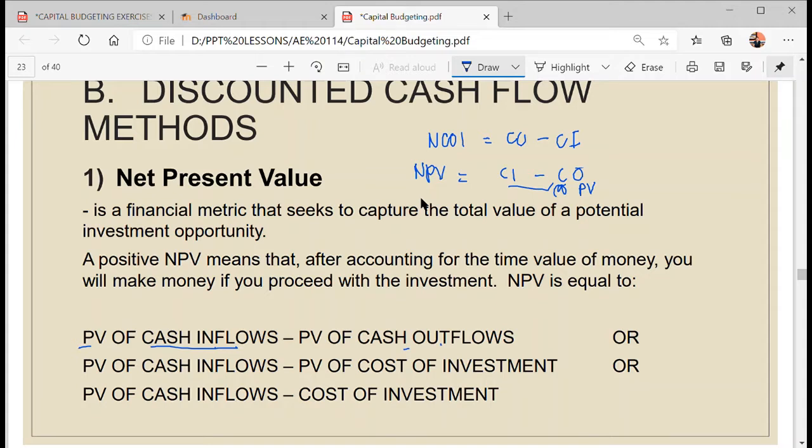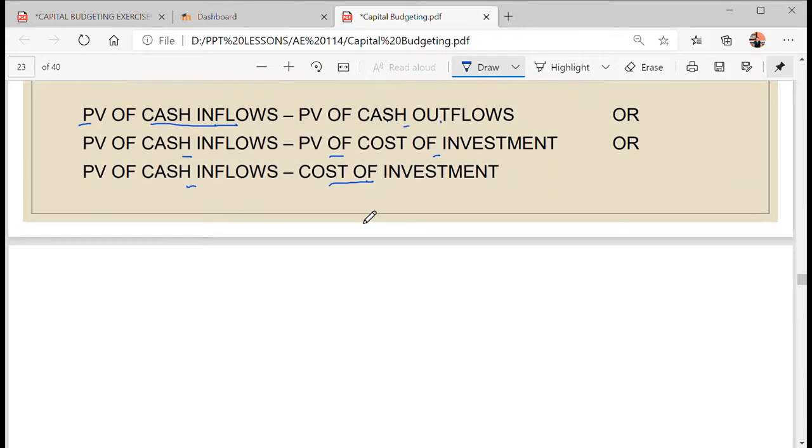Or, kung dili ni siya given, you can use the present value of the cost of investment or the original cost of investment. So, unsa may pasabutan na niya, ma'am? So, nako ihatag nga example.